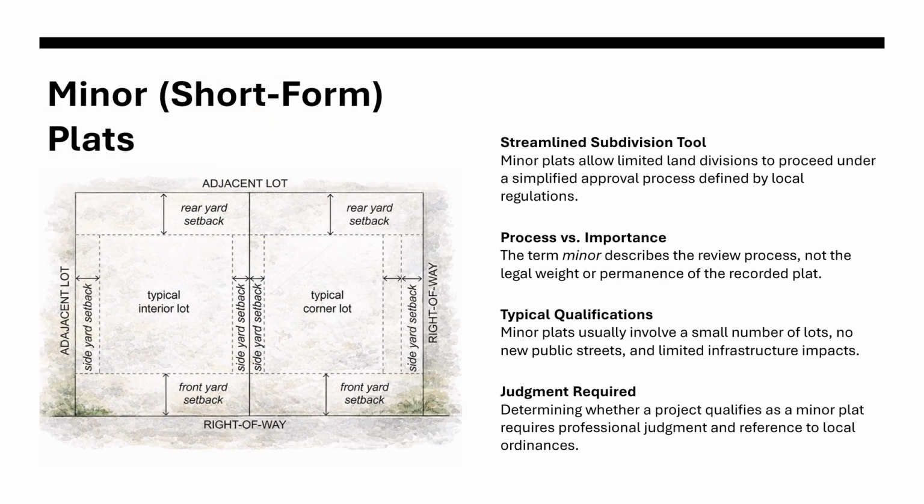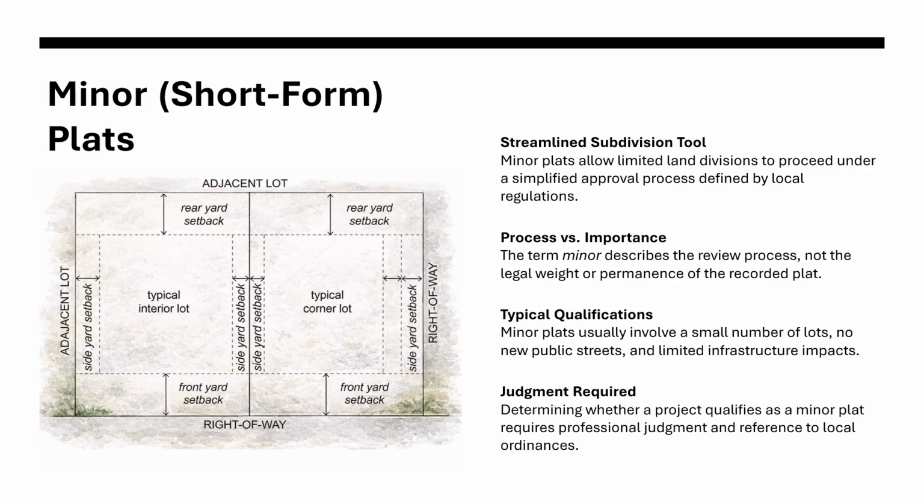And not every subdivision problem is a big one. Texas practice acknowledges that. Some land divisions are small, limited, and have minimal public impact. For those cases, many jurisdictions allow minor plats, sometimes called short form plats. They're streamlined, and that does not necessarily mean that they're casual. Minor plats exist because local subdivision regulations are written to scale review to impact. The intent is not to reduce standards, but to avoid applying full subdivision review to projects that do not create new streets or infrastructure.